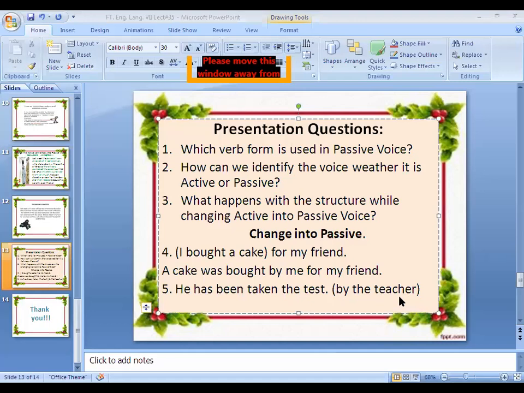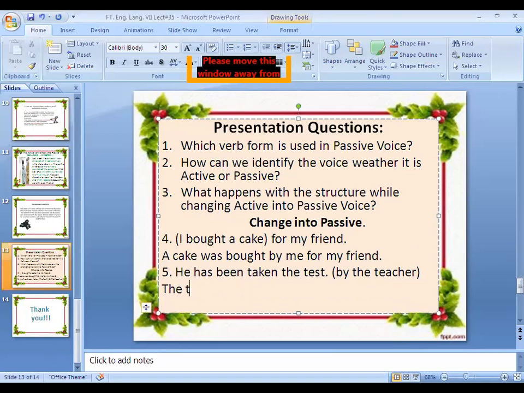So now what will you have to write? The teacher has taken the test. Okay, the teacher has taken the test. He, she, you can write it on your own because I haven't put it there. So the answer will be: the teacher has taken the test. The teacher has taken the test.